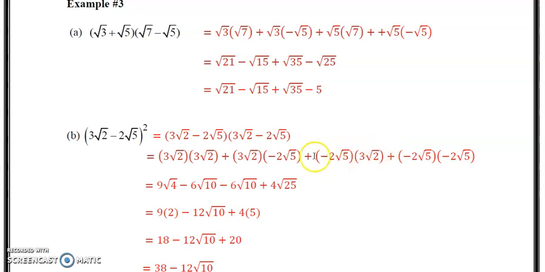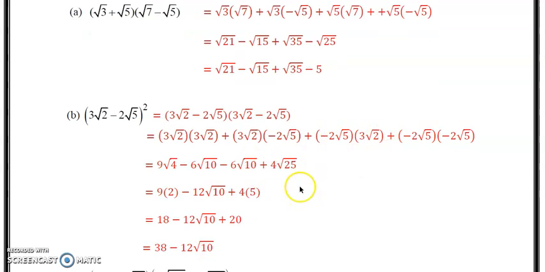And then I'm not going to go through every little process here, but you just do the exact same. First times first, first times second, second times first, second times second. So that is called the distributive property, where each term of the binomial gets multiplied by the other terms of the other binomial, ending up with 4 terms. All right, and then the square root of 4 is obviously 2. The square root of 10 can't be simplified, but these can be added together because they're like radicals. So that's where the 12 root 10 comes in.